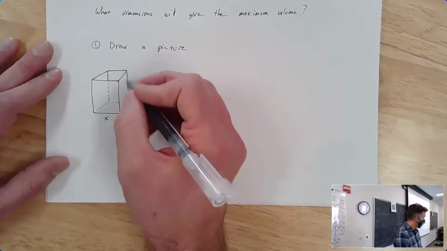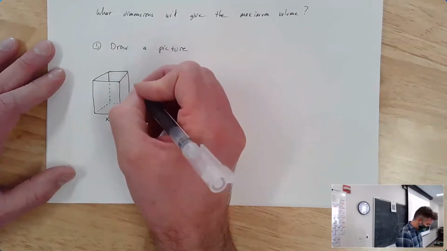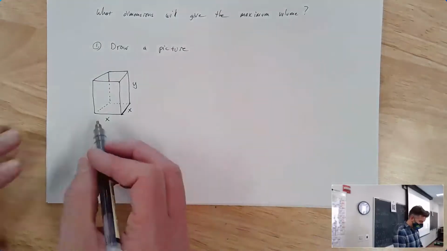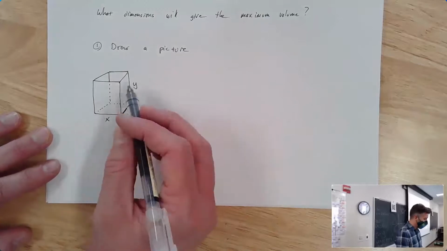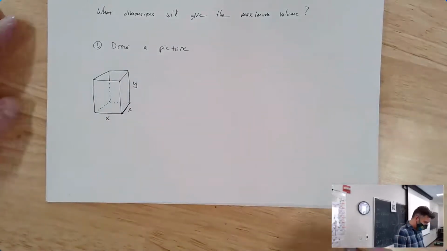But for this side here, there's nothing telling me that the height is the same as the base. So I'm going to have to call that something different. Let's call it Y. You don't want to call these X, Y, and Z. You want to use X, X, and Y because we know that the base is square.